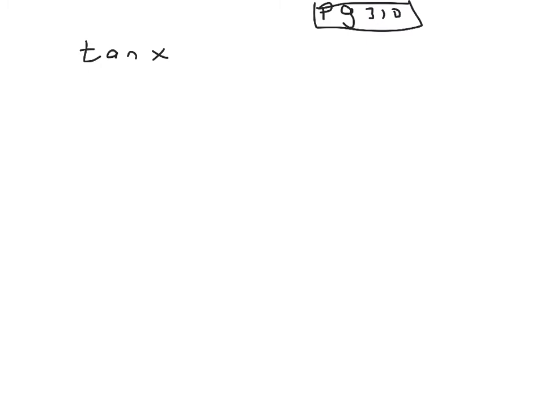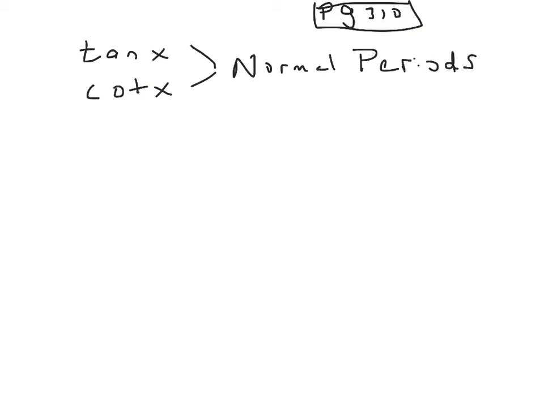But I'm not going to graph these like I did for sine and cosine. Here's all I want you to know. For tangent and cotangent, their normal periods, and remember, period is just how long it takes for the graph to repeat itself, their normal periods are pi. Now that is different from sine and cosine. The normal period for sine and cosine was 2 pi. The normal period for tangent and cotangent is pi.